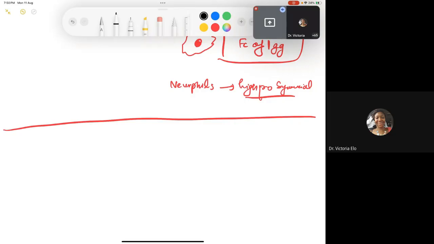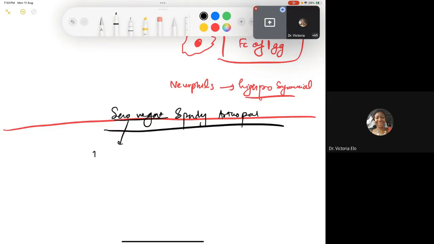Okay, so we have seronegative spondyloarthropathies, right? Let's just break down this name. Seronegative. Sero means serum. Negative means what's negative? We won't be having rheumatoid factor here. The serum is negative for rheumatoid factor in these pathologies, right?